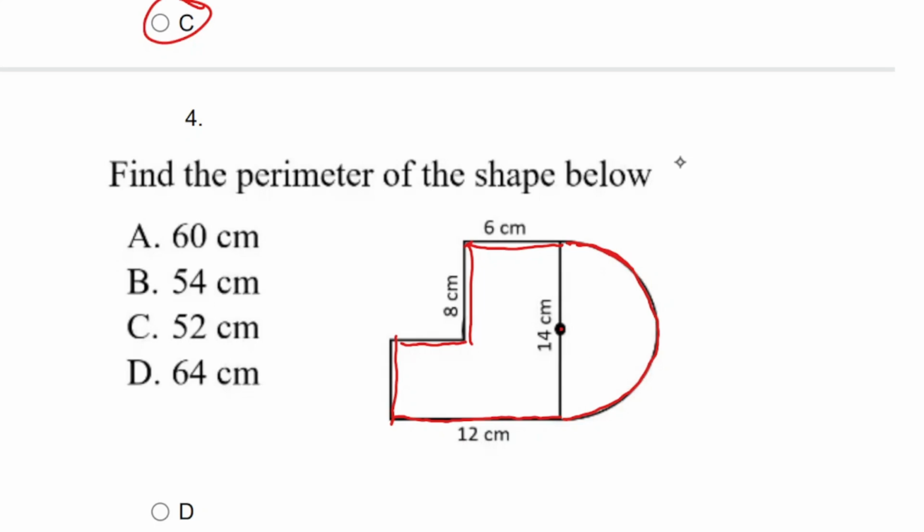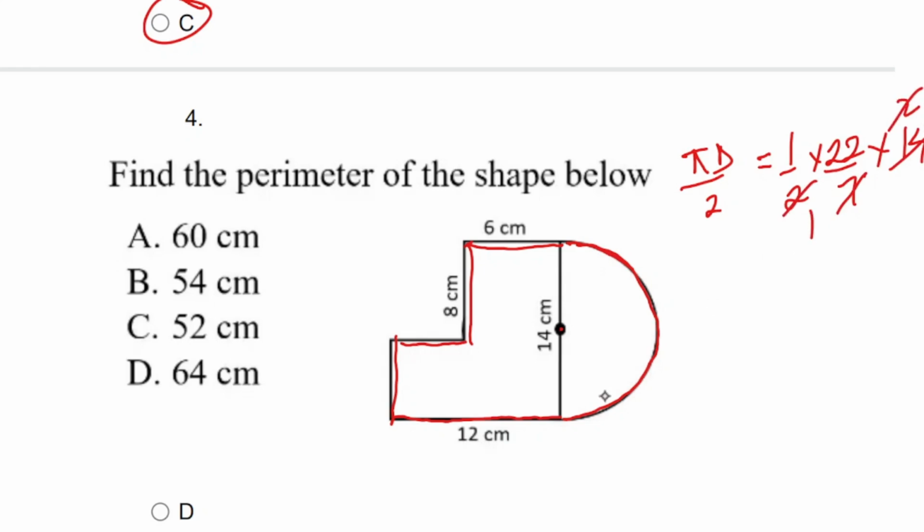So that would be πd divided by 2, which is the same thing as 1 over 2 times 22 over 7 times the diameter, which is 14. So 7 here 1, 7 here 2, 2 here 1, 2 here 1. So that means this one is 22 centimeters.